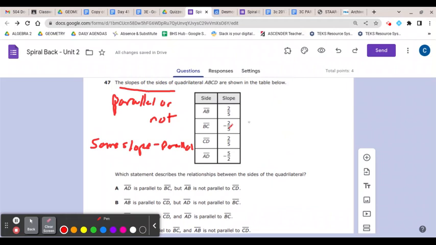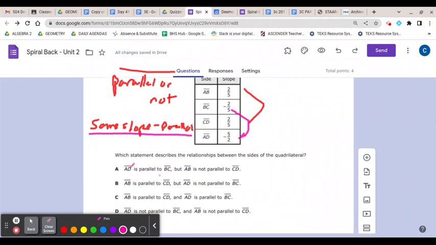Okay, so we see AB has a slope of 2/5, CD has a slope of 2/5. So we should know something about AB and CD. BC has a slope of -2/5, and AD has a slope of -5/2. So we should know something about those two slopes as well. So again, look at the rule. Same slope is parallel. Not same slope, not parallel.